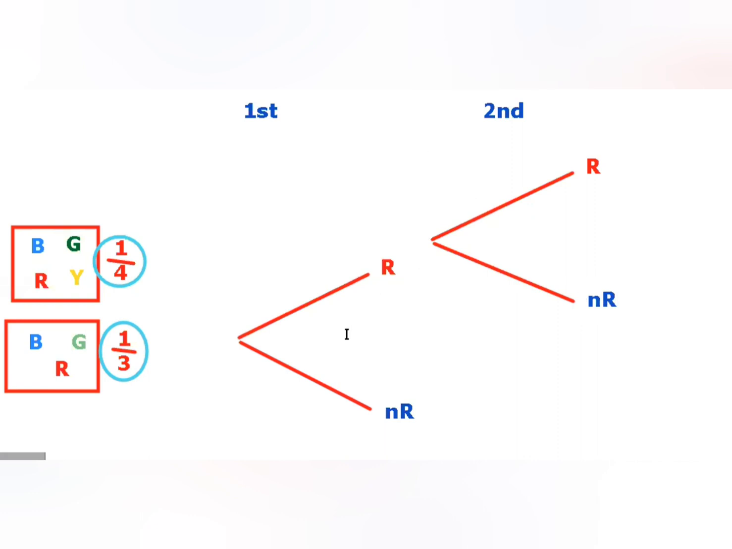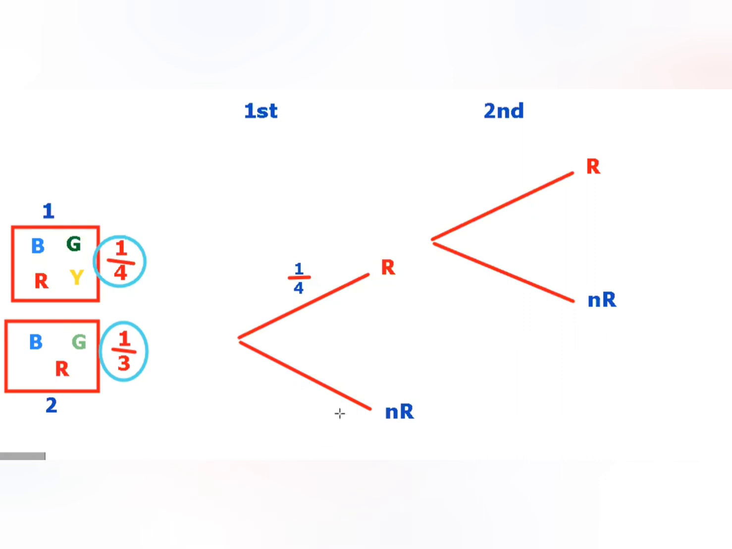So this idea means what? It means the probability of picking a red one from the first box is what? This is the first box, by the way, and this is the second box. The probability of picking a red counter from the first box is 1 over 4. So we write 1 over 4 here. Okay, let's make it smaller. So the probability of picking a red counter is 1 over 4, and not picking a red counter is going to be 3 over 4.